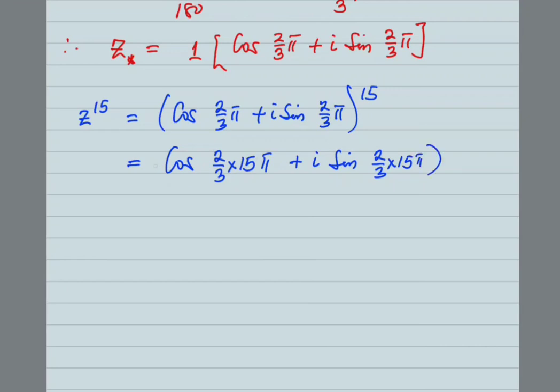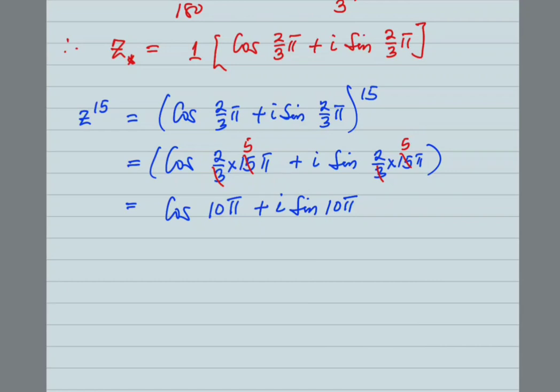So you simplify. These 3 will cancel here to give 5, and these 3 will cancel here to give 5. So we have cos 10 pi plus i sin 10 pi. So that is the result.